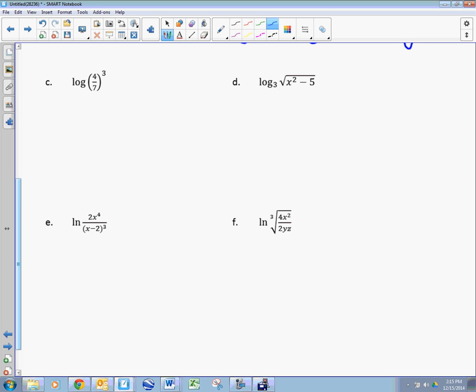See that? So I will first undo this power. 3 log of 4 over 7. So I don't separate it into subtraction first. The division was before the exponents. Now, 3 log of 4 minus 3 log of 7.